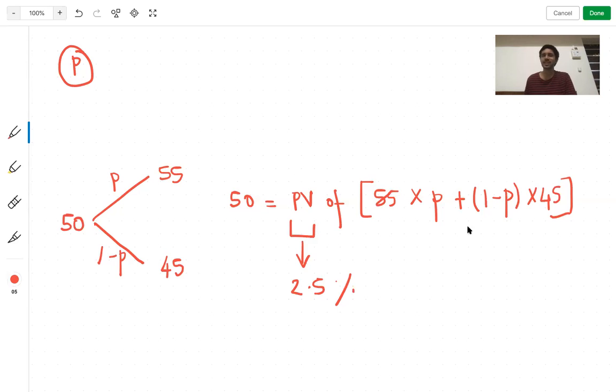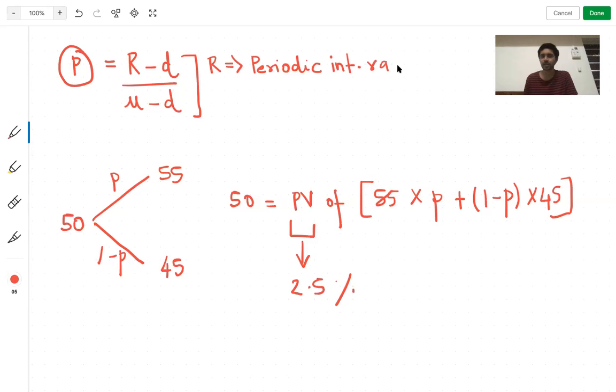This is actually an indirect method. There is also a direct formula for calculating P, which is R minus D divided by U minus D. I will just write down what R, U, and D mean. R refers to the periodic interest rate factor, which is nothing but equal to 1.025.